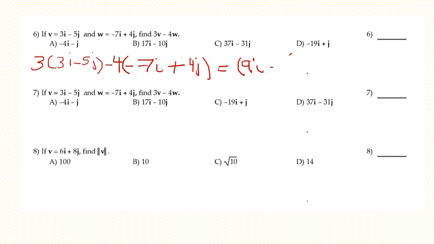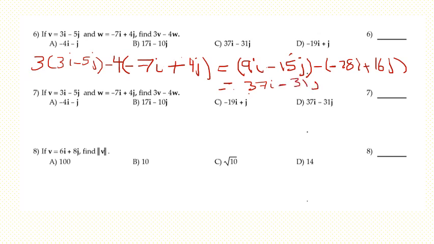Minus 15j. Minus 4 by 7 is negative 28i plus 16j. So it's equal to 9 and positive 28 is 37i, and negative 15 and positive 16 is positive 1j. So the right answer is C. The right answer is C.